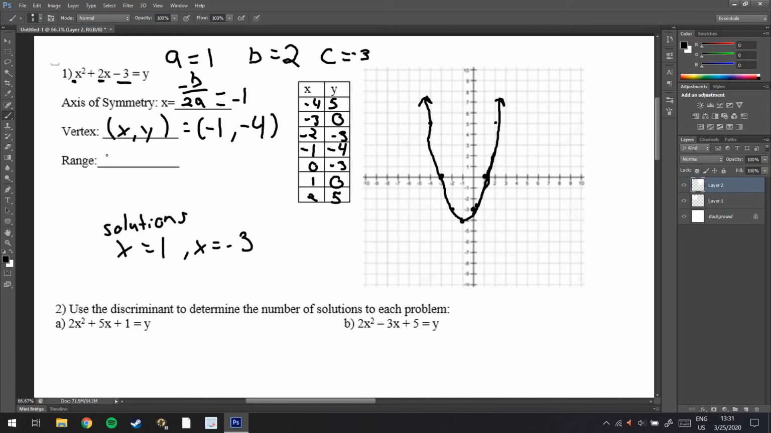For range, I always know it's y. I'm going to keep my smile. So here's our math emoji. And then my vertex is at -4 for y. So if I start to the left, I'm above -4, I'm approaching -4, getting closer, getting closer, getting closer. I hit -4, and once I touch -4, I go back up. Okay.